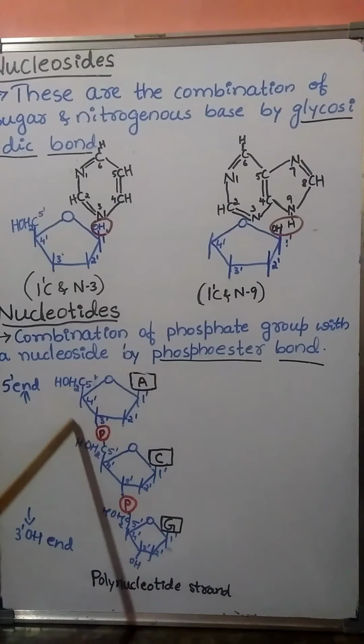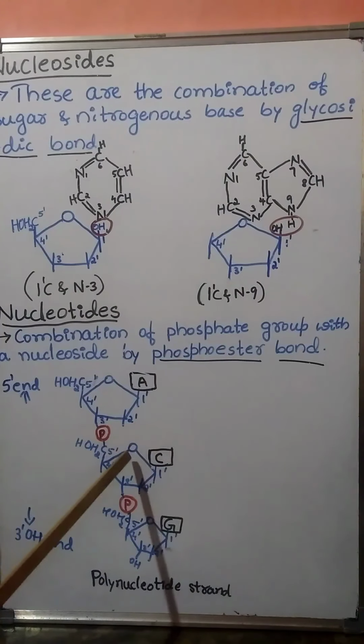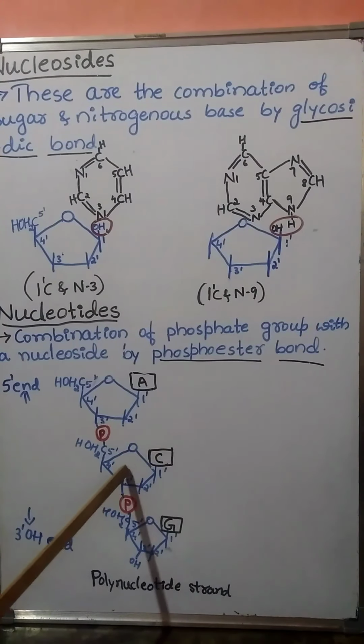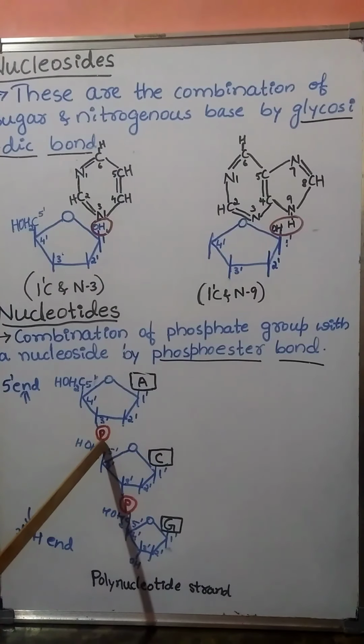See, this is one nucleotide. A nucleotide contains all the 3 components of the DNA, such as pentose sugar, nitrogenous base and a phosphate group.